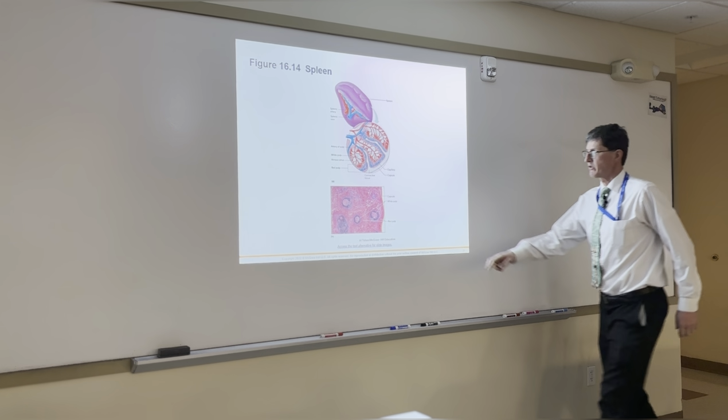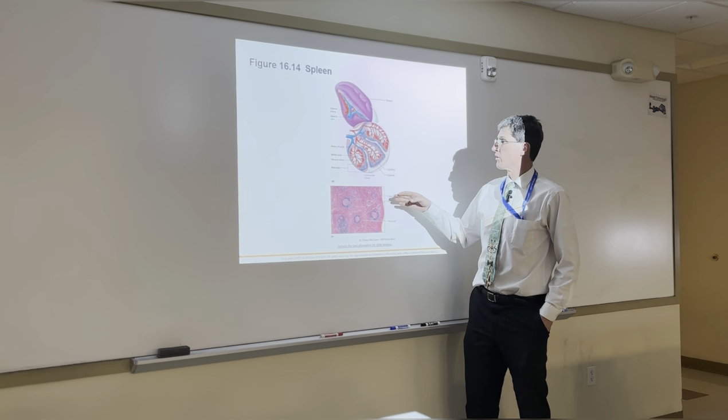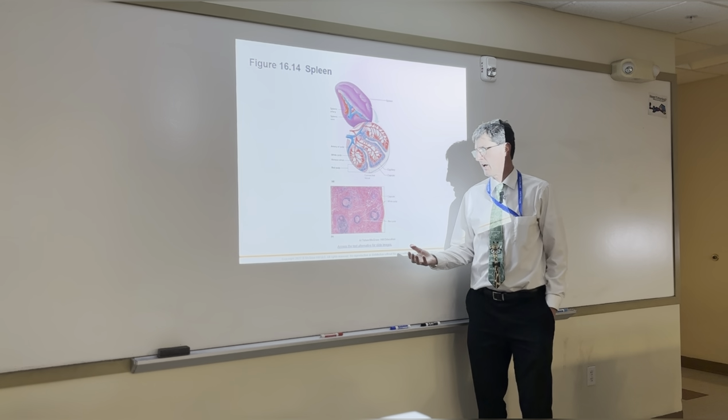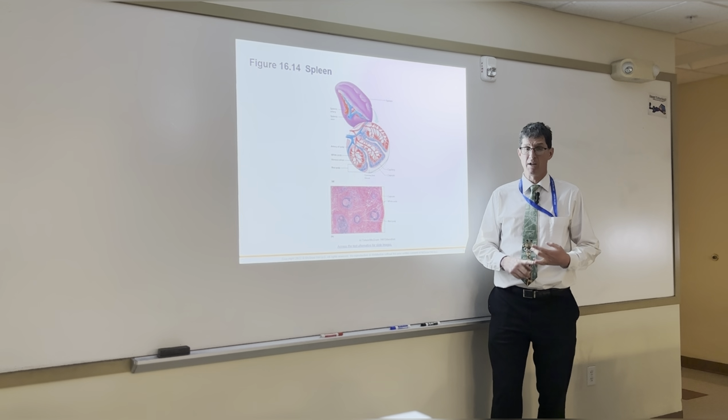And these little sections are going to be just jam-packed with white blood cells. And so as the blood goes through the spleen and it's forced to go through these little areas, then the white blood cells will recognize any kind of pathogen or toxin. It also recognizes old red blood cells.